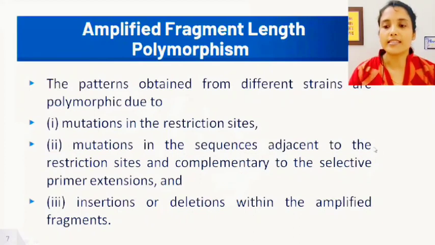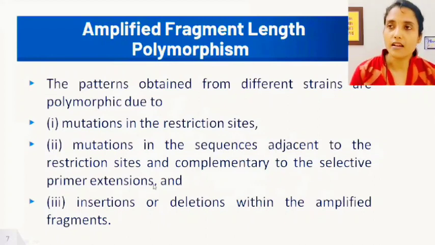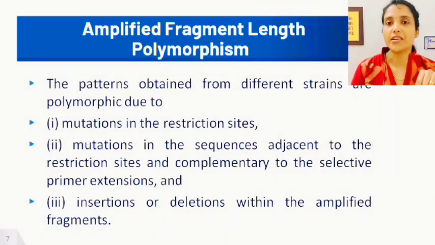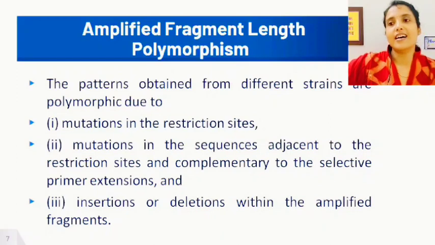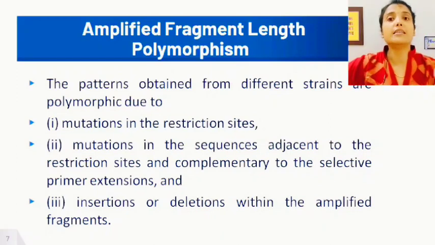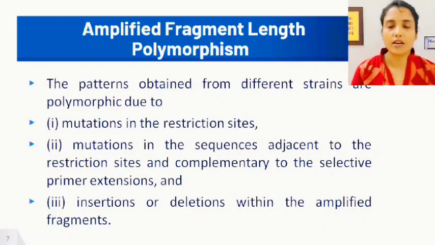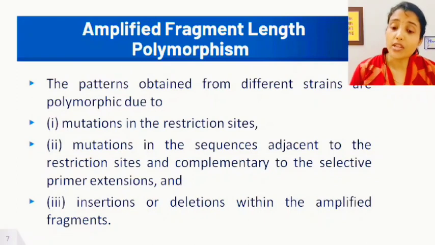Another cause is mutations in the sequences adjacent to the restriction sites and complementary to the selective primer extensions. There are some restriction enzymes which do not cut exactly at the recognition site. They have a recognition site, for example, in the beginning, and their cutting site might be some 15 base pairs away from the recognition site. Such restriction enzymes are also there. So mutations in the adjacent sequences can also affect them.